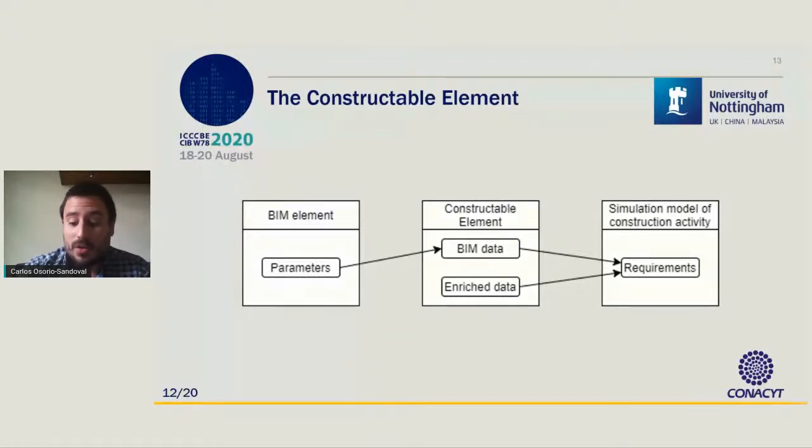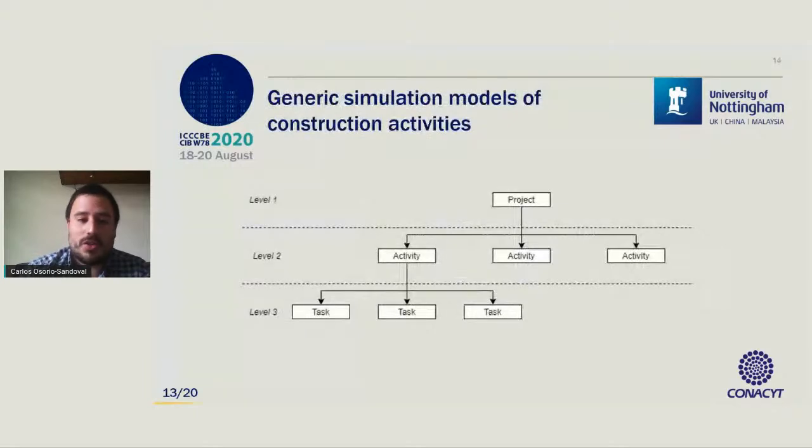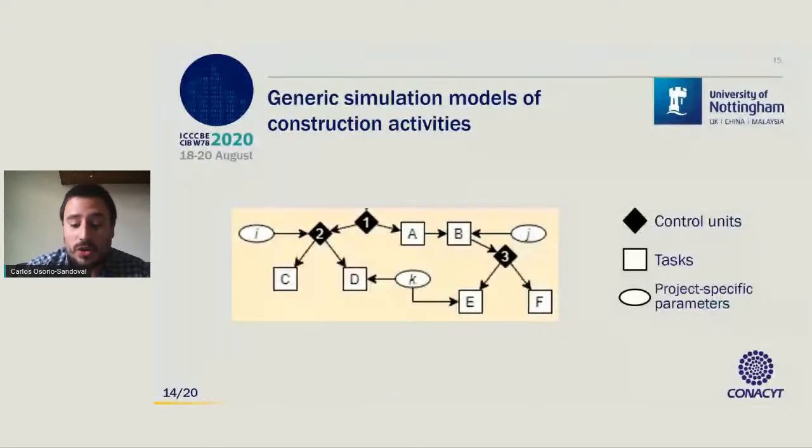And other important components are the generic simulation models of construction activities, which basically consist of parametric simulation models that represent the construction process of a variety of products of the same type based on product parameters and project-specific constraints at the activity level. These models consist of a control unit that determines the flow of the system through a predefined parameter-based decision mechanism, and the tasks that specify which resources change, how they change, and the time span over which the changes occur every time that one task takes place.